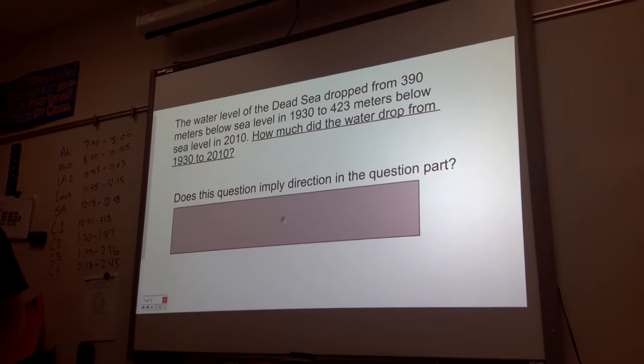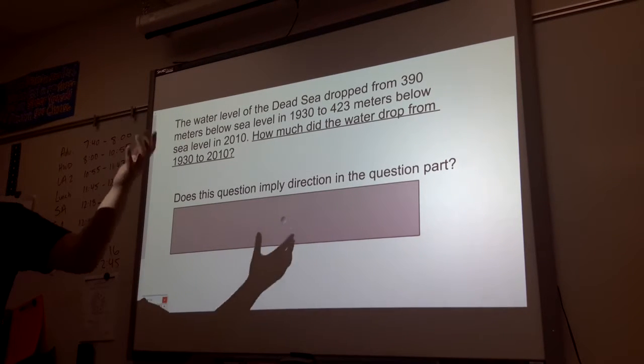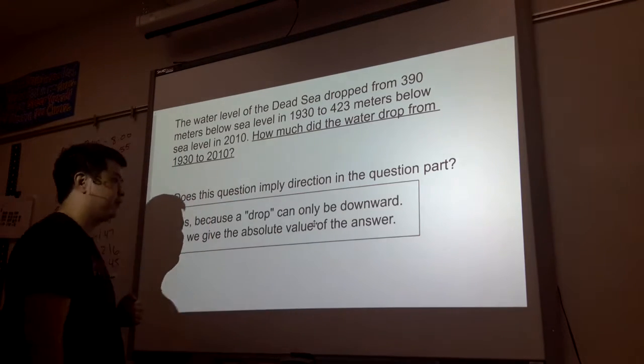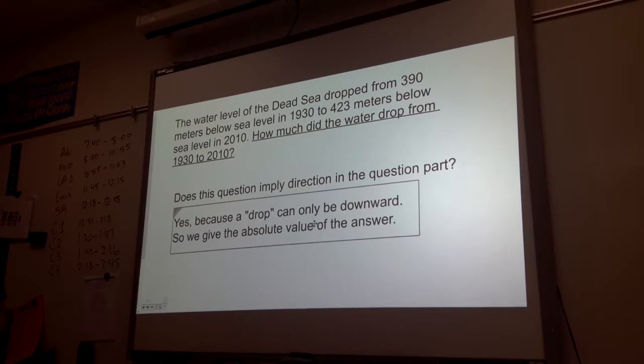Fantastic. Raise your hand if you think that part implies direction. What word gives it away? Brinley: Drop. Because drop can only be downward. Because they already give us direction, we don't have to give direction inside the answer.